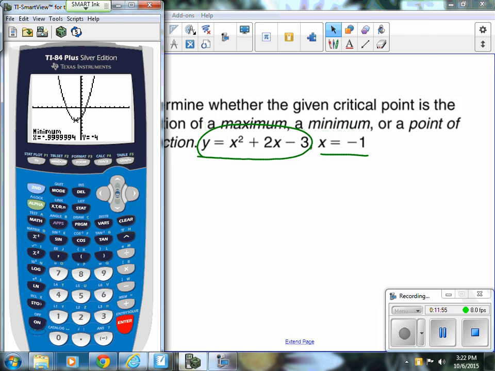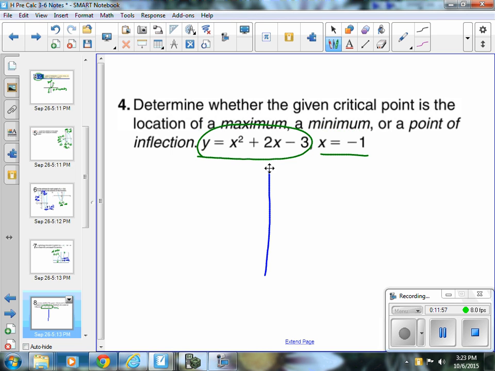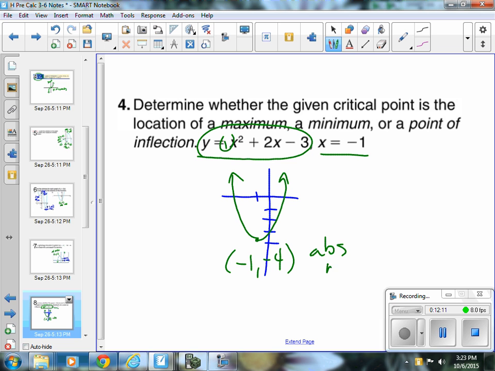-1, -4. So at -1, -4, just make a little sketch here, 1, 2, 3, 4, that appears to be my vertex, and it's opening up because there's no reflection, right? We have a +1, so that means -1, -4 is an absolute minimum. So it's asking you what kind of a point is it? It's a minimum, and it's absolutely the smallest point on the graph. So being able to identify where that is.